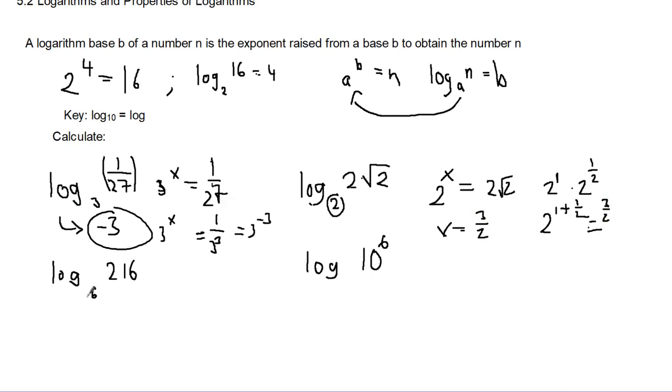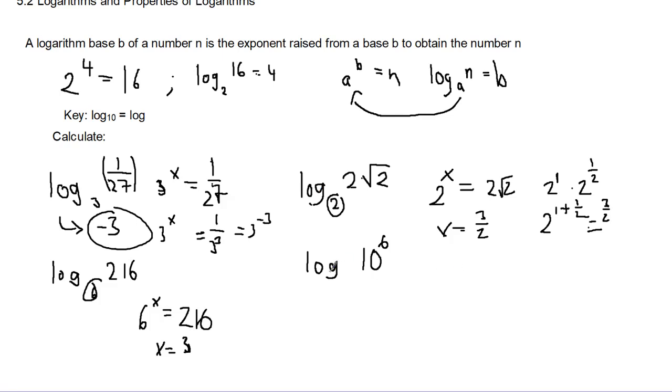Next, log base 6 of 216. This is simple enough. Base is 6. Answer is 216. How many times do you multiply by 6 to get 216? You multiply 3 times. That is it. You're allowed to use a calculator.